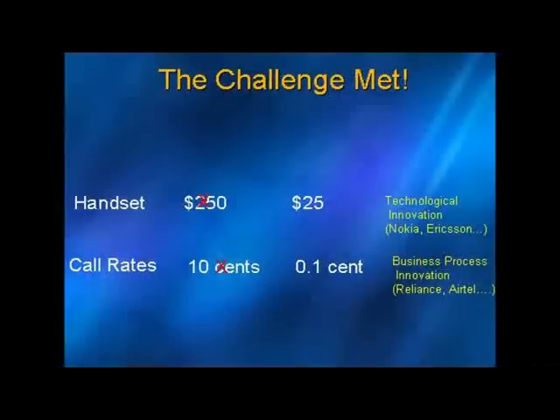Okay? So what happened was that the call rates, which were 10 cents per minute, came to 0.1 cent. Okay? And this was a business process innovation. Who did that? Reliance, Airtel, these were the Indian companies. Okay? And it's a very interesting case study on how they did that innovation by which these call rates dropped to such a level, basically. It's a very interesting case study which we have covered in a paper that we wrote in Harvard Business Review, C.K. Prahlad and I. It is called Innovation's Holy Grail. That was C.K. Prahlad's last paper, by the way.